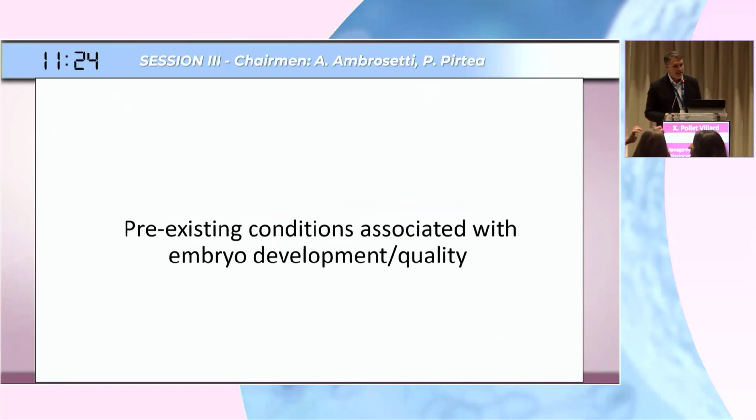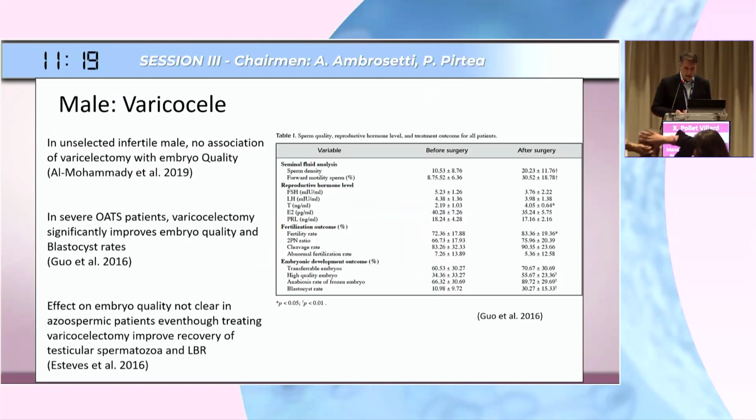Now, are there any pre-existing conditions that are associated with embryo development or quality? In the male, I only found some studies on varicocele and varicocele repair. So if you do varicocele repair in an unselected infertile male population, there is no association of varicocele repair with embryo quality. On the other hand, in severe oligoasthenoteratospermia patients, varicocele repair significantly improves embryo quality and blastocyst rate.